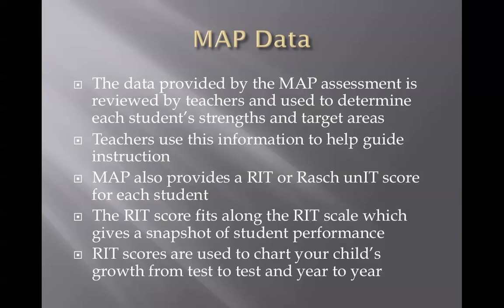Now, the RIT score is basically kind of an arbitrary number. It's the scale that was chosen by NWEA. It's the scale that they're using to measure your child's progress. I think of it sort of like a thermometer. You can have a temperature in either Celsius or Fahrenheit. It doesn't really matter which one. It just gives you a reading based on that scale. This is just like that, only with academic test scores for your child.